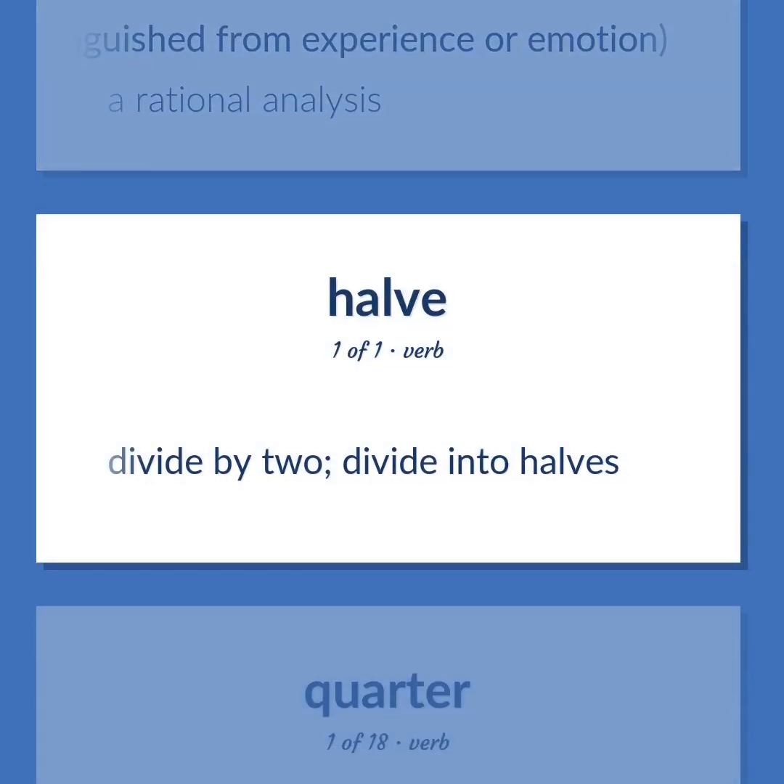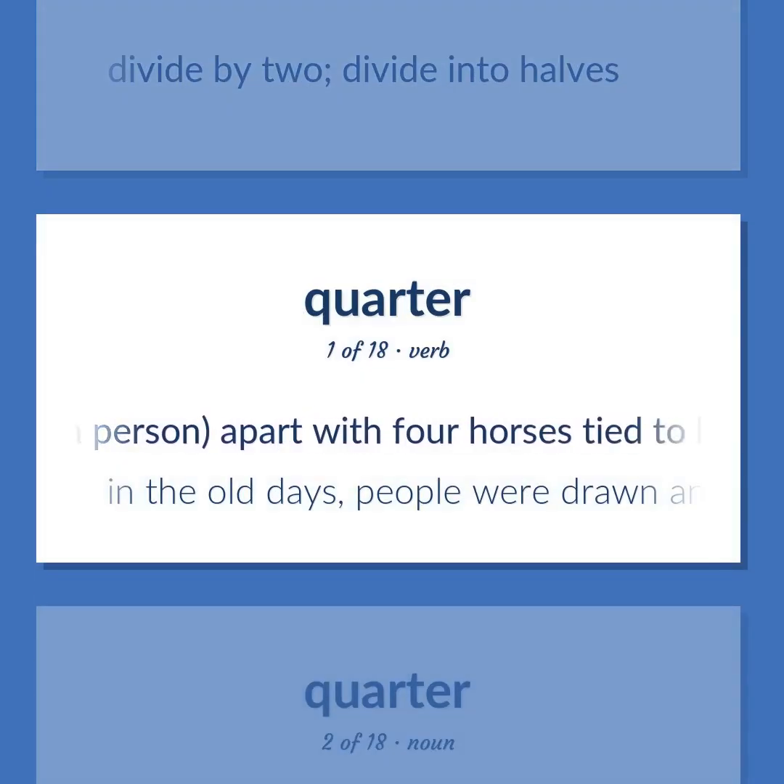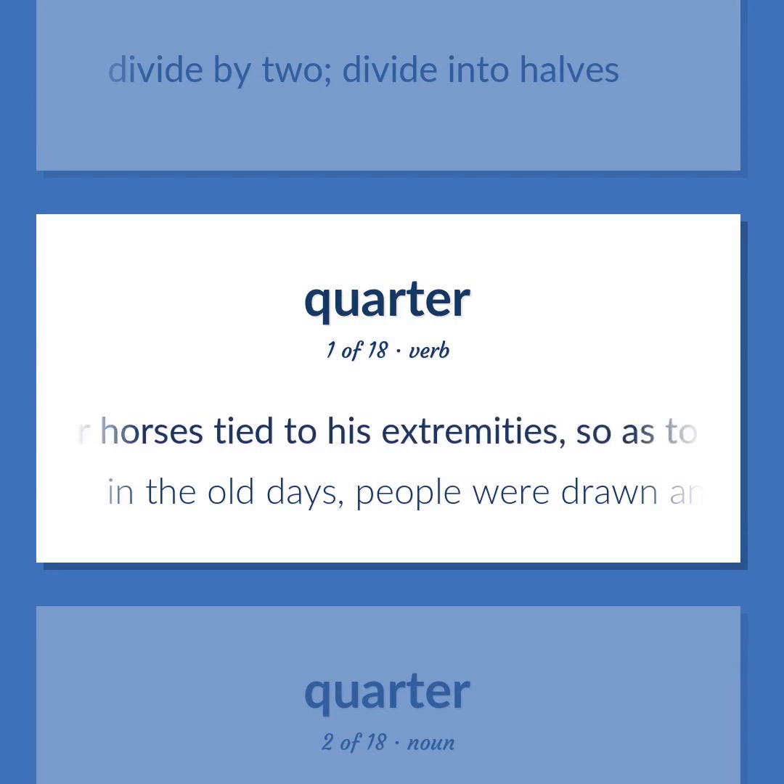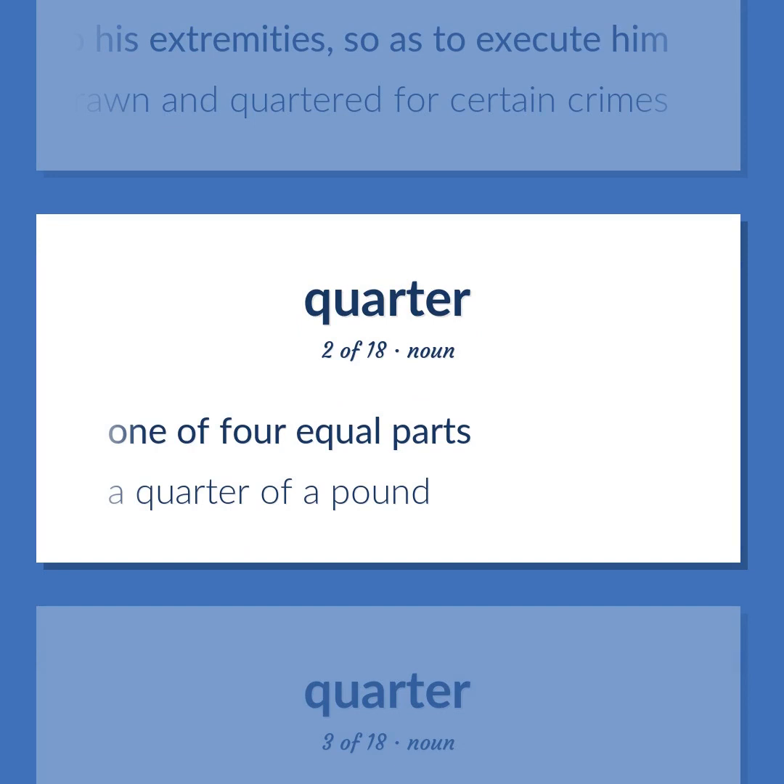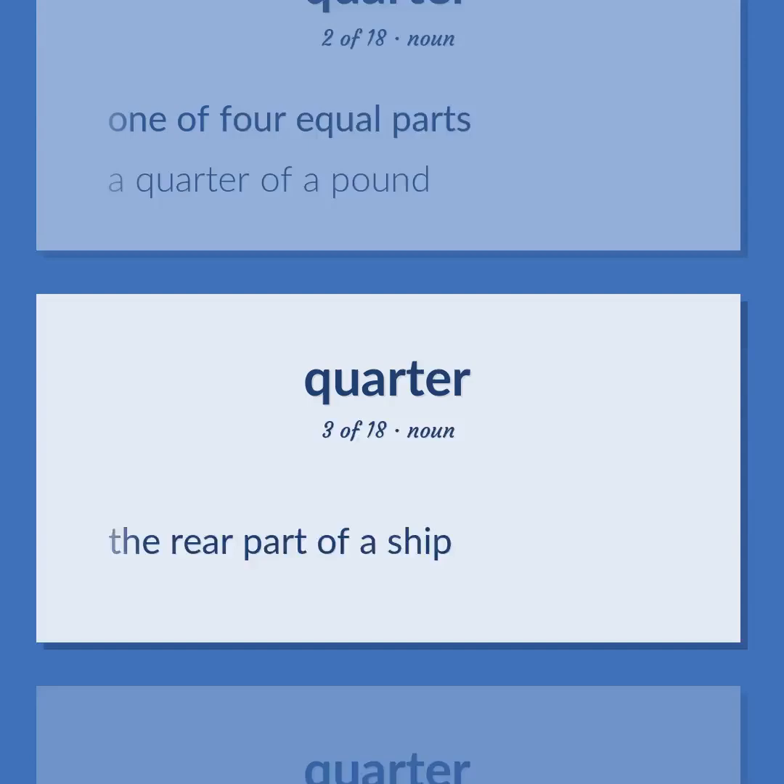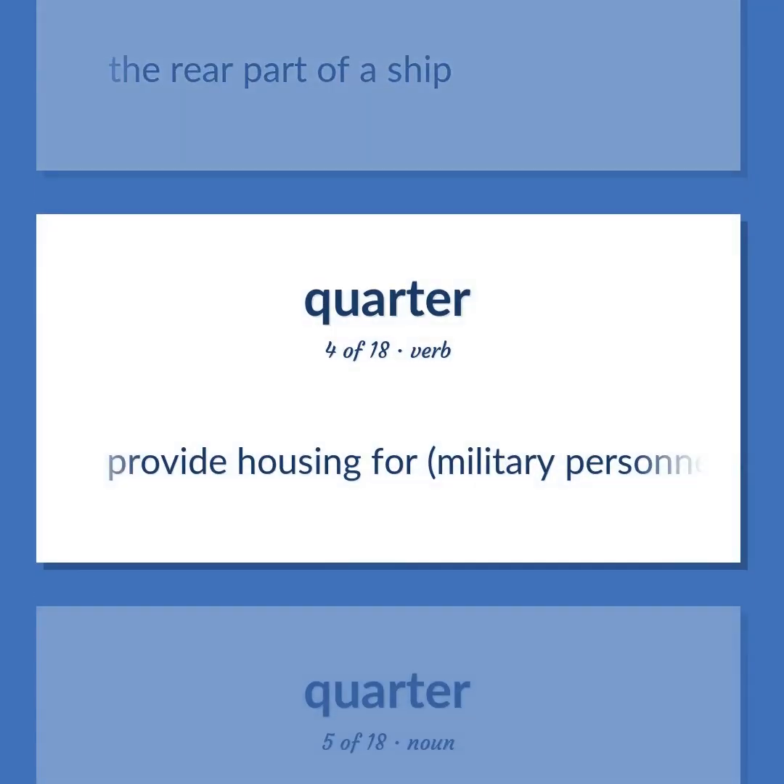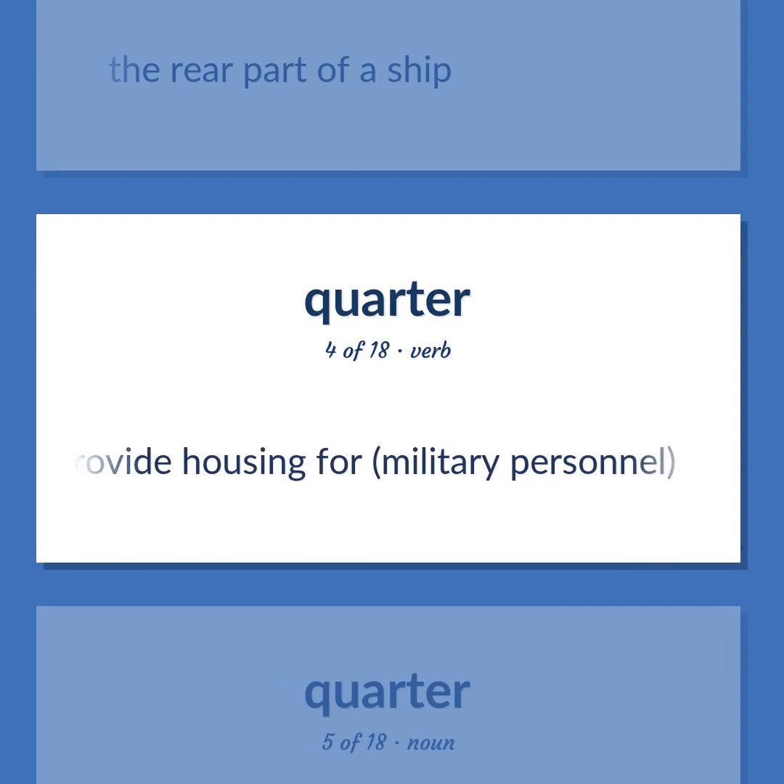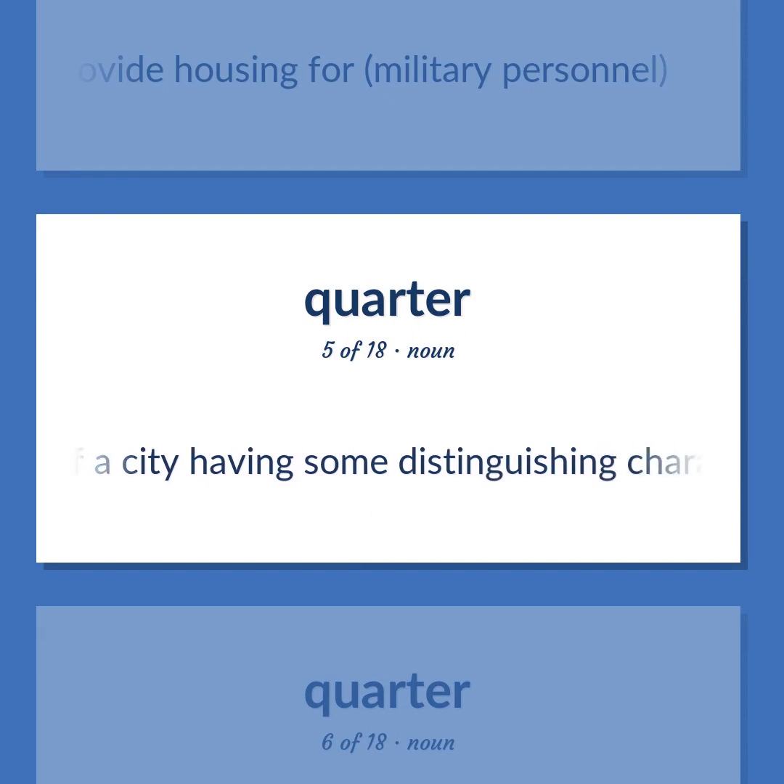Divide by two. Divide into halves. Pull a person apart with 4 horses tied to his extremities, so as to execute him. In the old days, people were drawn and quartered for certain crimes. One of 4 equal parts. A quarter of a pound. The rear part of a ship. Provide housing for military personnel. A district of a city having some distinguishing character.